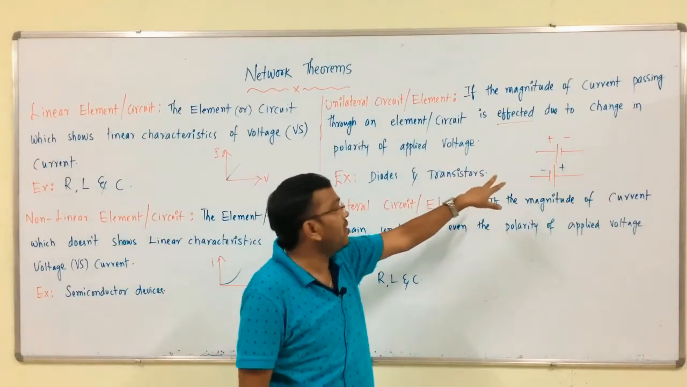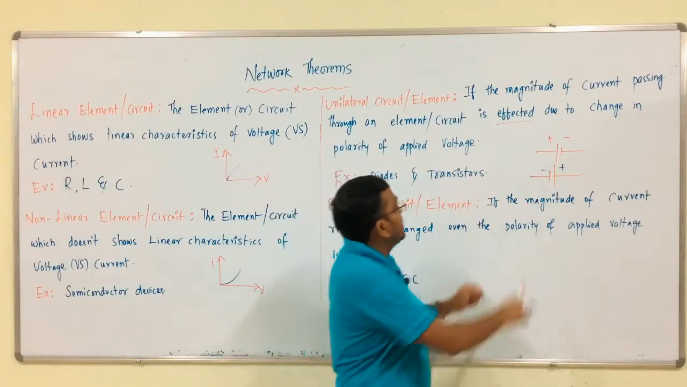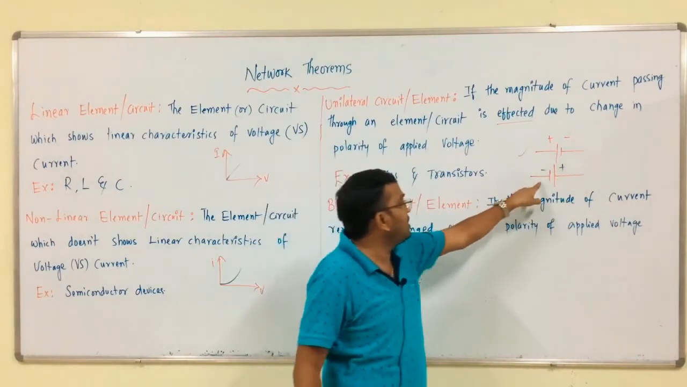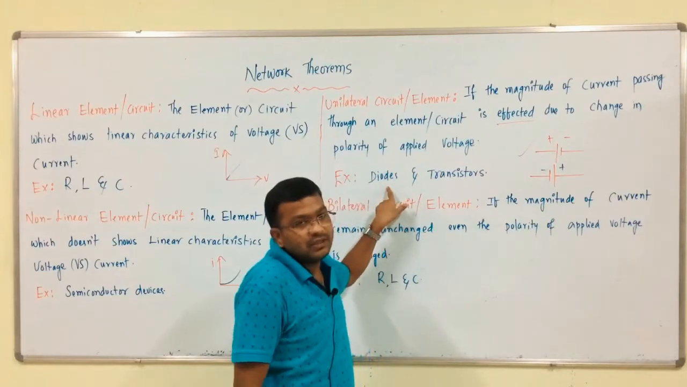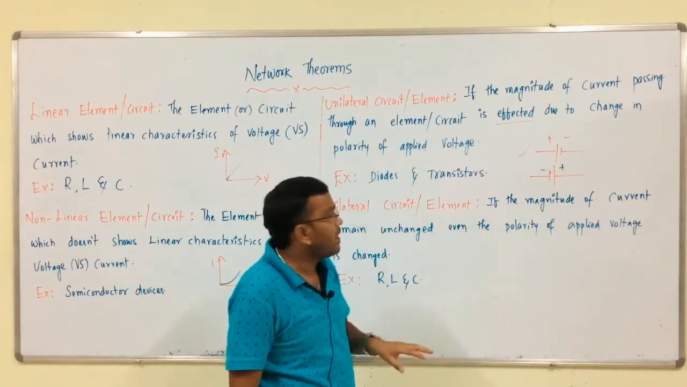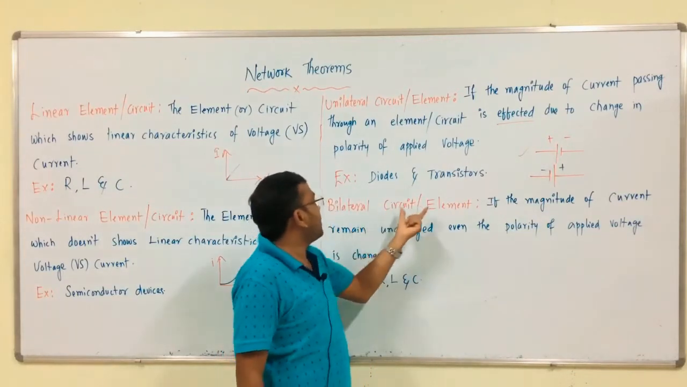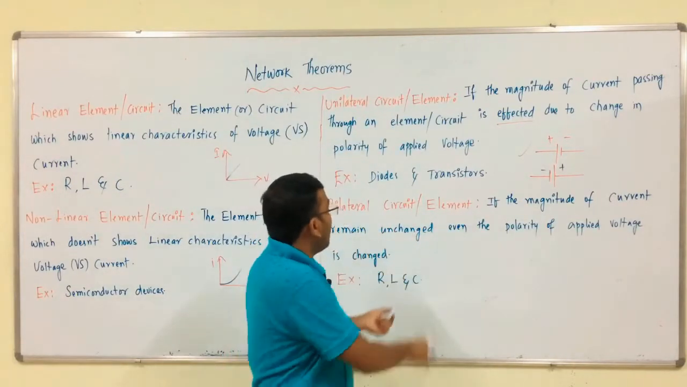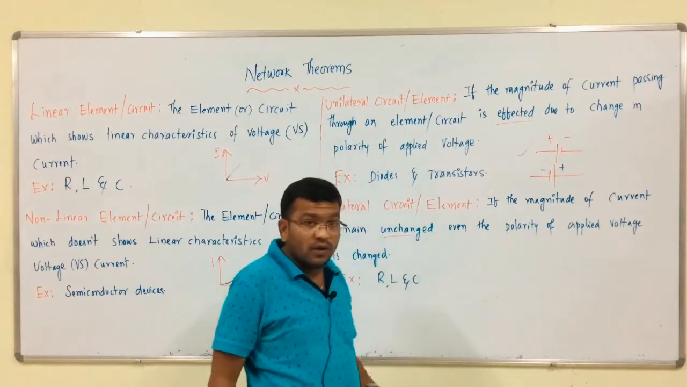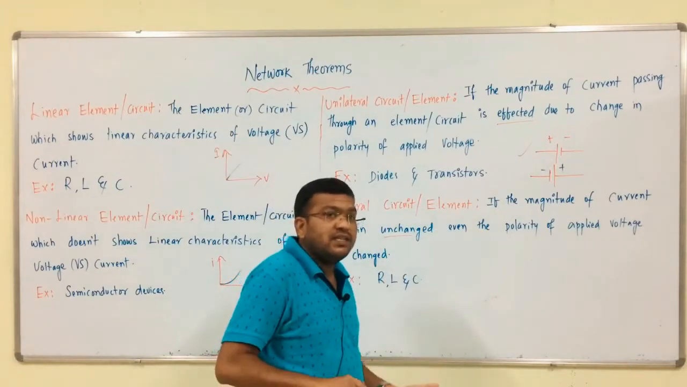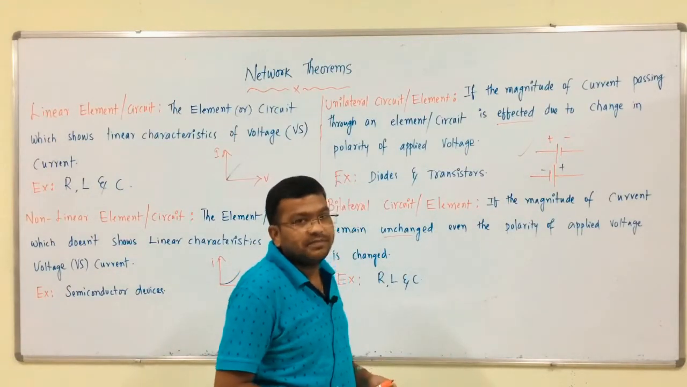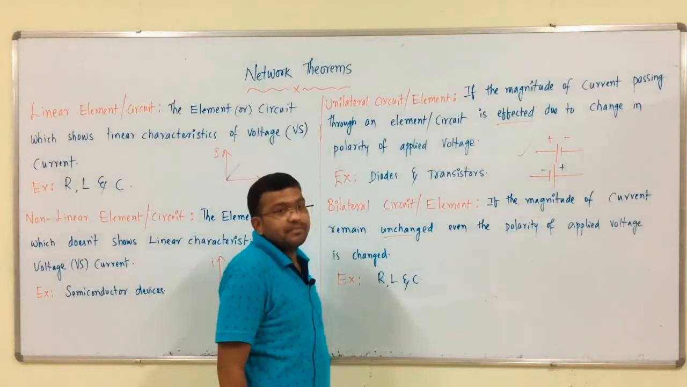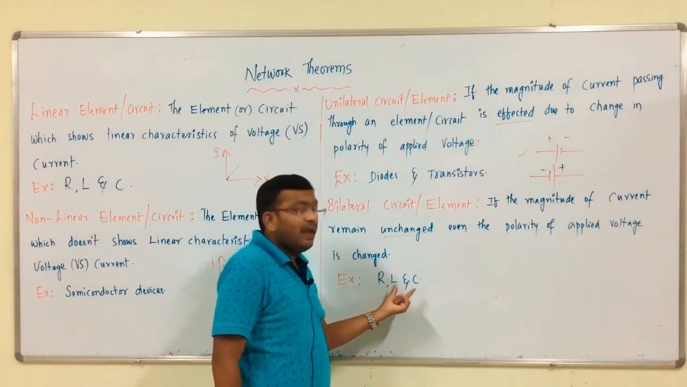If we change the polarity, obviously, for example, if it is forward biased and we change the polarity, it should be reverse biased. So, the basic thing is like this. Next is bilateral circuit, that is, if the magnitude of current remains unchanged even though the polarity of applied voltage is changed. Okay. The examples are R, L and C.